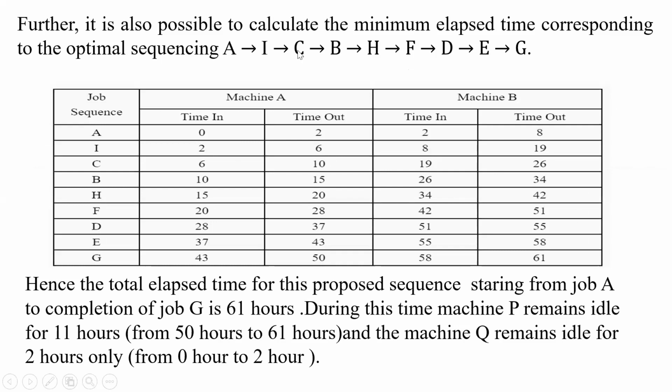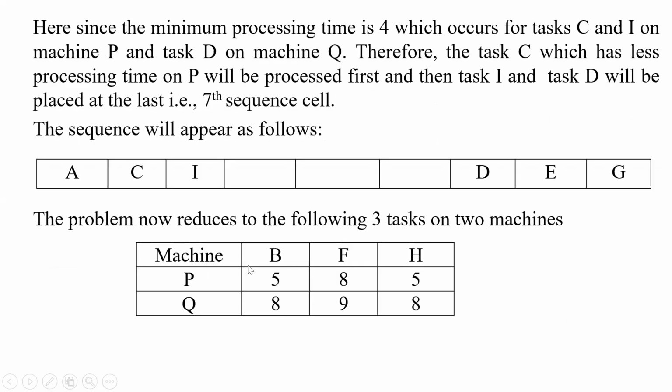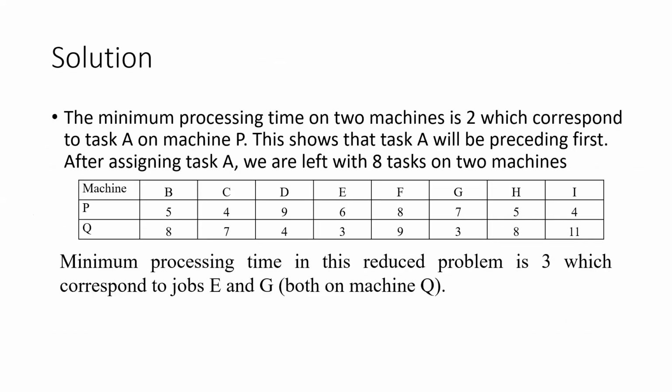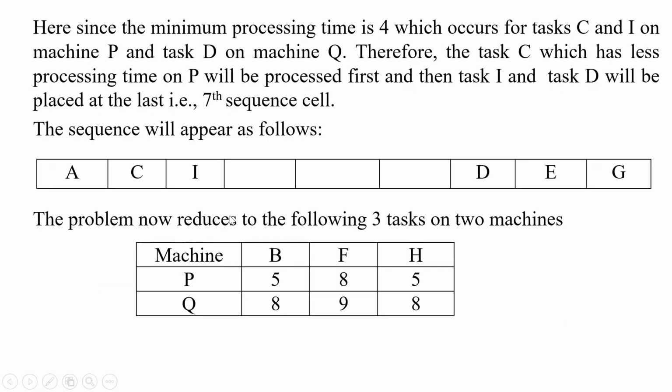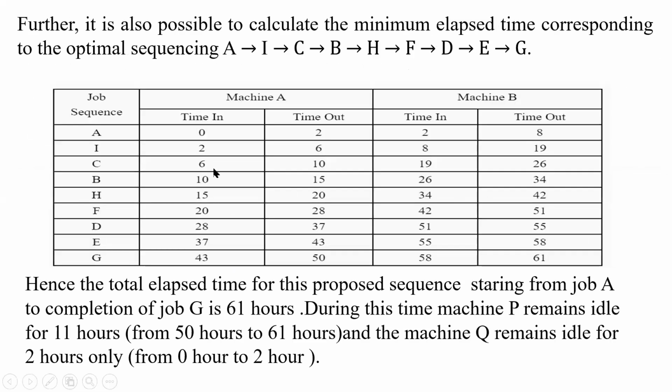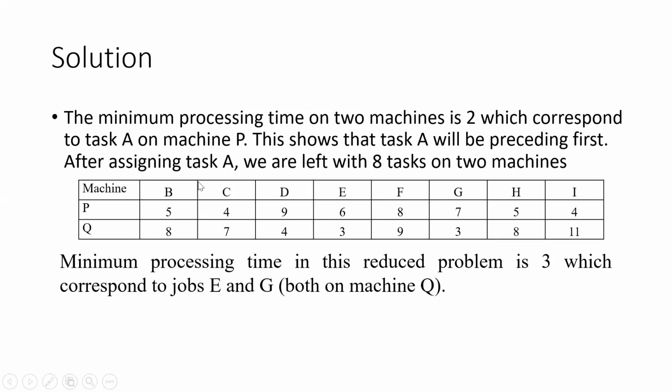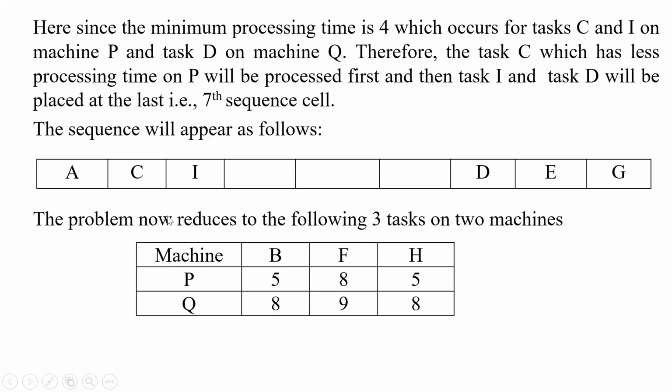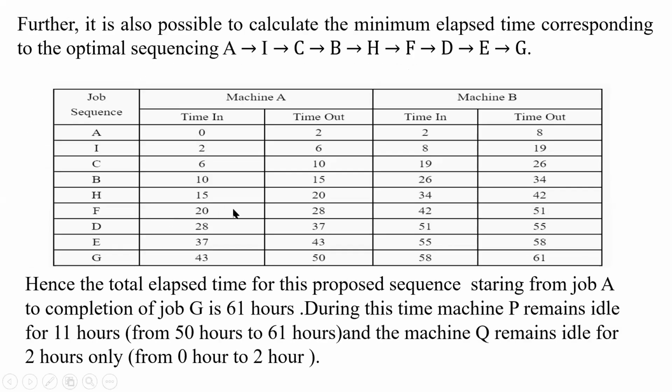Now the C is the next job in our sequence, and the C job is of 4 size on P machine. So now it will take 6 and 10. Again, this is the B, and B will get the time in at 10, and it will be out after 5 minutes because B is of 5 size on P machine. So it will be 15 and so on. We will create the machine A.